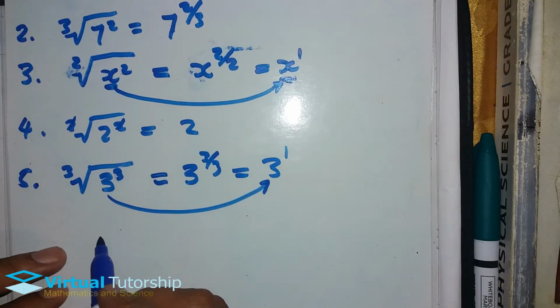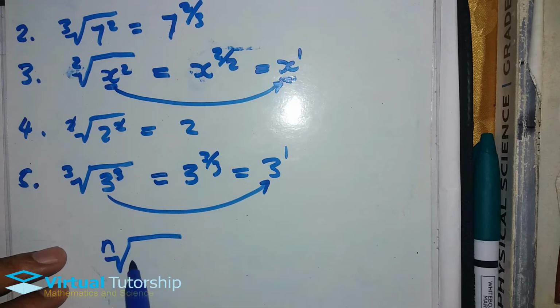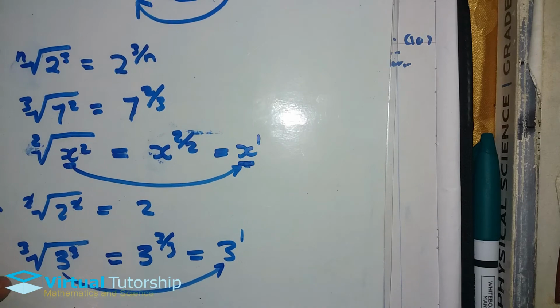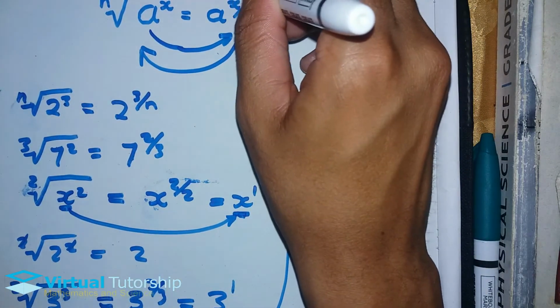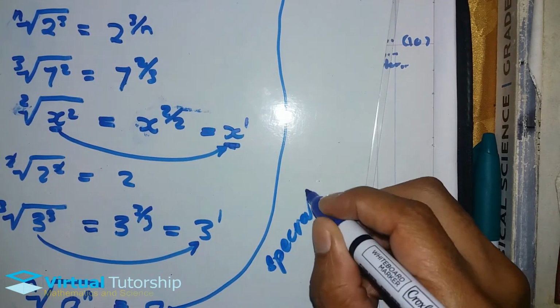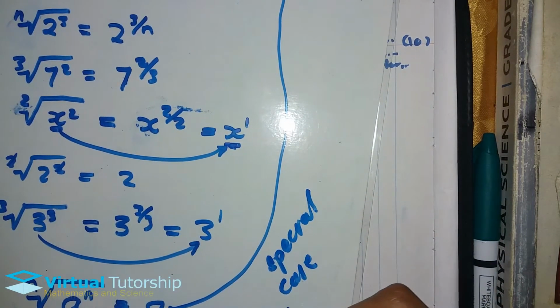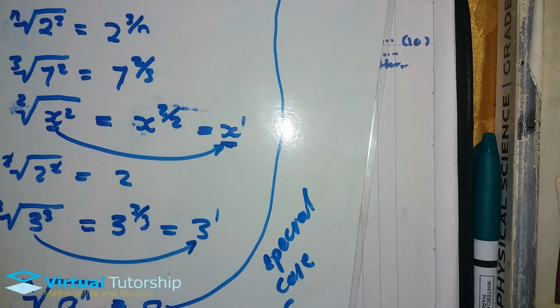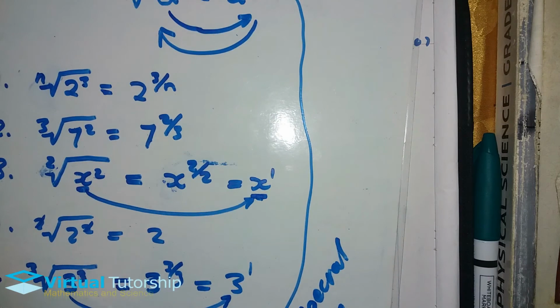So in conclusion, we can say the nth root of a power raised to exponent n is the same thing as a. We can say this is a special case of the root definition. Right? So now I'll start more examples, more advanced examples.